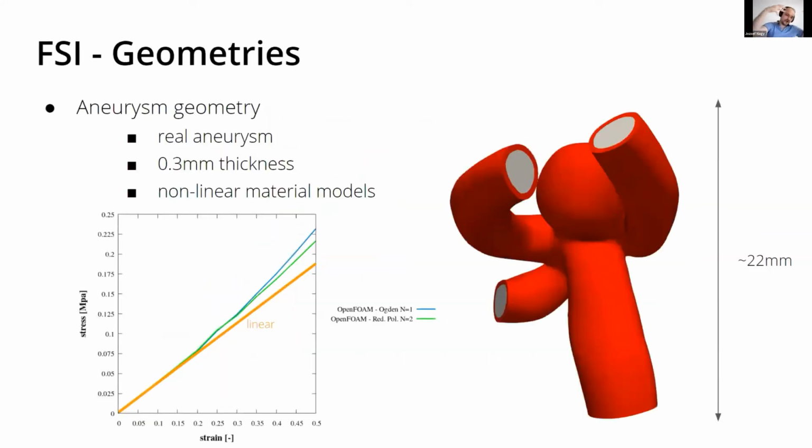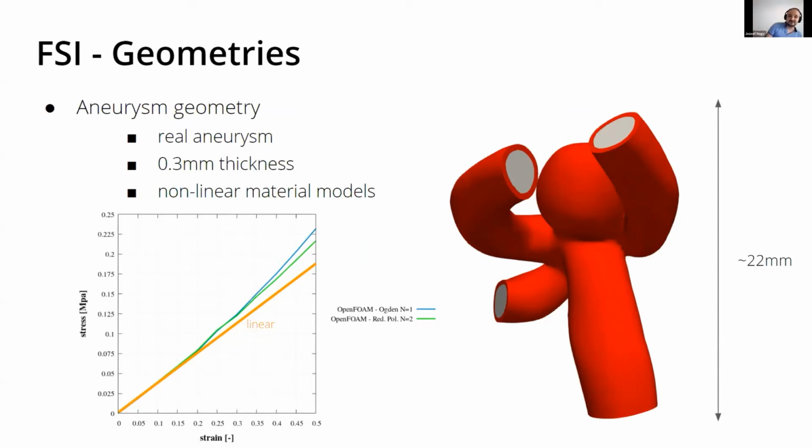Okay, so now after we validated this, we can now bring this to the real-life application of a real-life aneurysm, which you can see here. We got this out of a CT scan with a wall thickness of 0.3 millimeters, and the overall height is 22 millimeters. So this geometry is a bit smaller than our validation geometry, but the same order of magnitude.